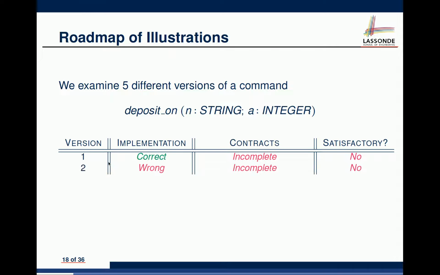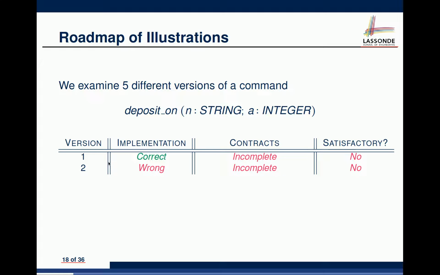Version number 2, the contract is still incomplete, but now the supplier is evil. They did something very wrong. However, the incomplete contract cannot catch it. So there's something wrong. From version 1 and version 2, we'll see what the problem is. So we better try to write complete contracts. From version 3 to version 5, we'll make an attempt to write complete contracts.